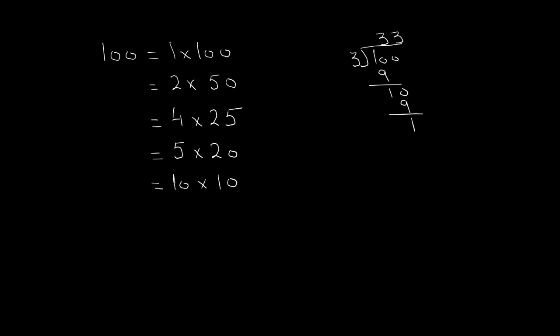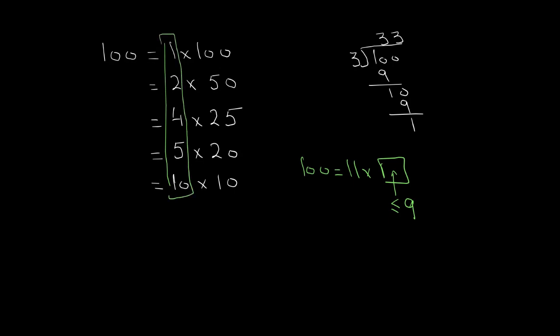Why? Because it's the same argument as I made earlier. If 100 were equal to 11 multiplied by something, well, that something has to be less than or equal to 9. But on the left-hand side, I've checked all numbers less than or equal to 9. So there is no need to check. And I'm done. So the factors are 1, 2, 4, 5, 10, 20, 25, 50, and 100. These are all the factors of 100.